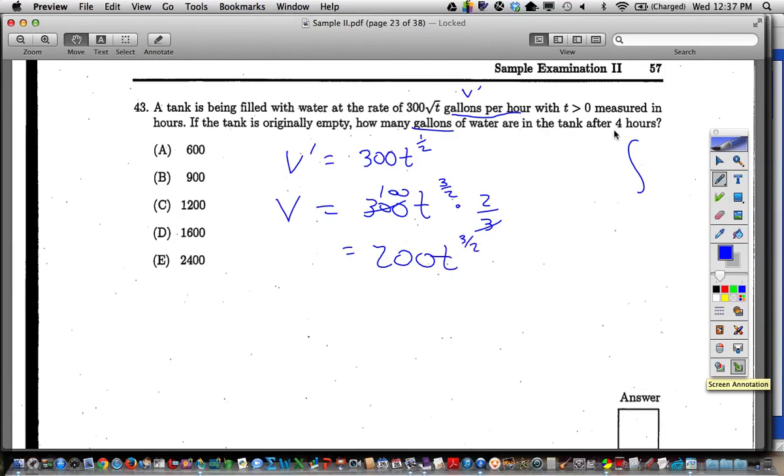Now, can I plug in a 4? So I put in a 4. That would be square root, which is 2. 2 cubed is 8. 8 times 200, 1,600. And I believe that's the right answer.